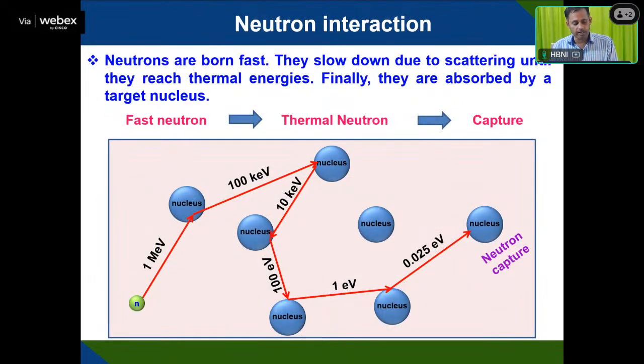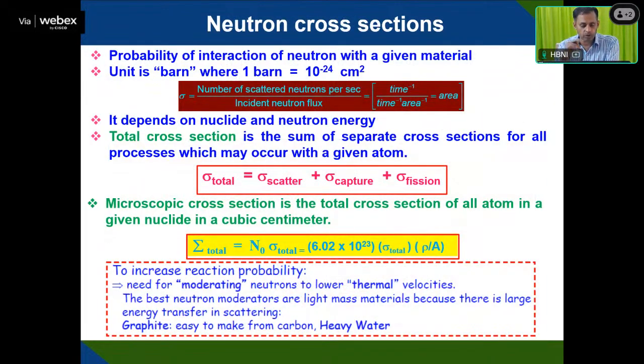If you see the neutron interaction, by birth the neutron is a fast neutron. After interaction, it will slow down to a thermal neutron, and then finally it will go to capture. You can see a 1 MeV neutron energy is a fast interaction, then 100 keV, 10 keV and so on, decreasing. If the energy is lost down to 0.025 eV, that is where neutron capture occurs. So by birth, neutrons are highly energetic.